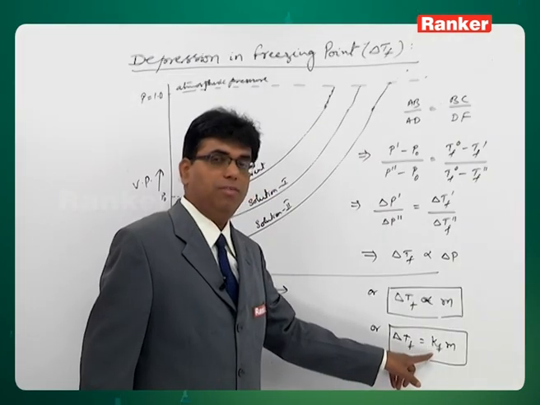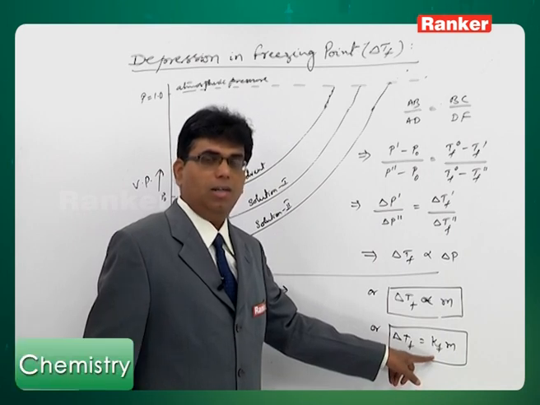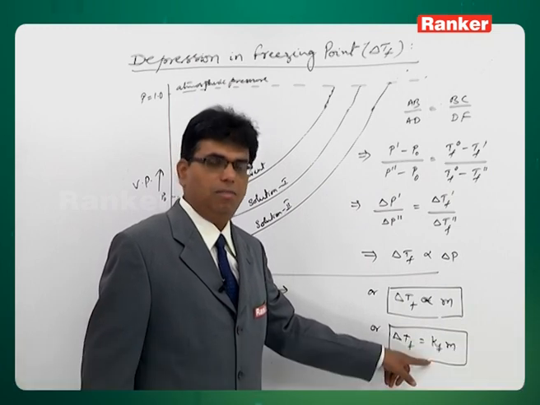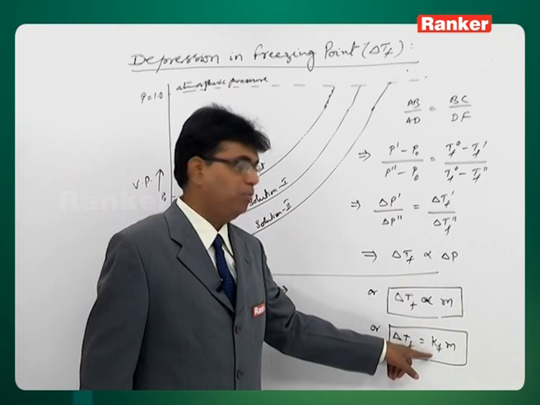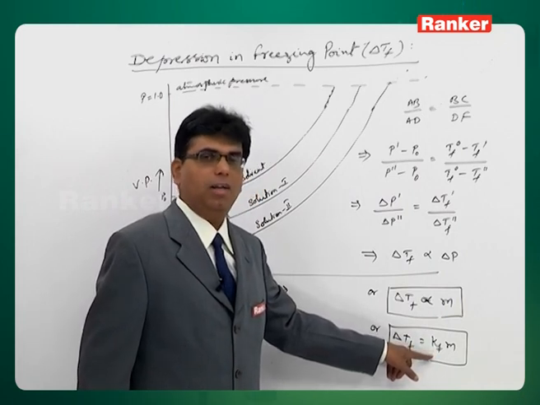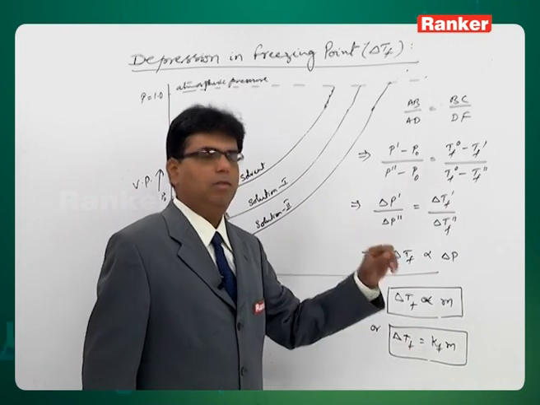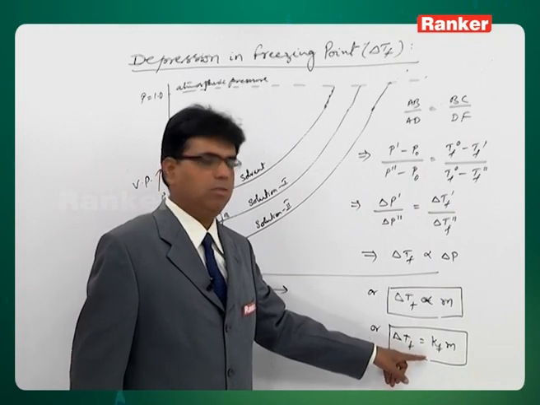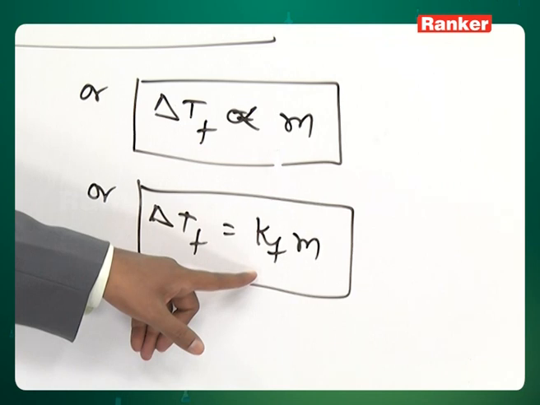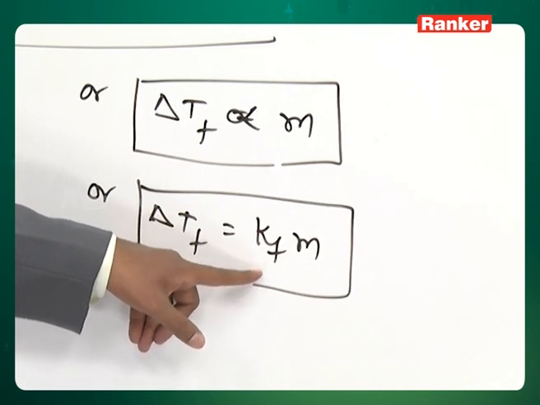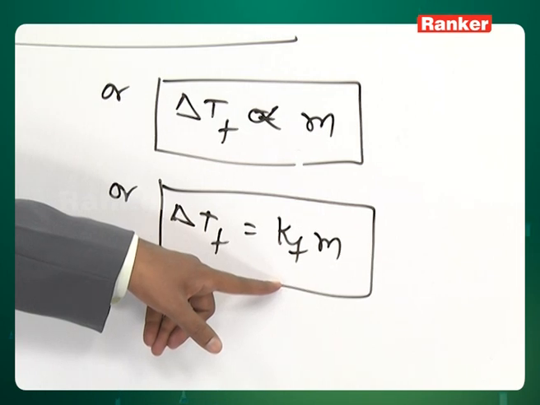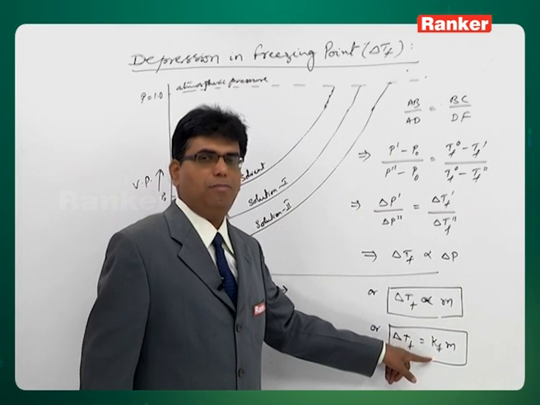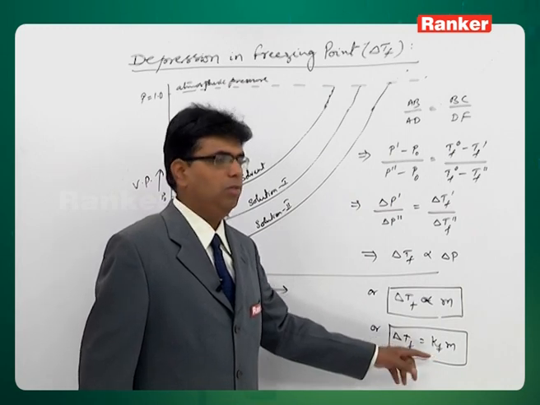Now, what can we call this KF? KF is the molal depression constant. For boiling point, we called it molal elevation because there it is elevated. Now, it is decreased, depressed. So, we call it the molal depression constant or cryoscopic constant. Cryoscopy means lower temperature. Any study that we make at lower temperature is what we call cryoscopic study. Now, this is a decrease in temperature, so we call this more specifically the cryoscopic constant. About this cryoscopic constant and its applications of elevation and depression in freezing point, now we discuss.